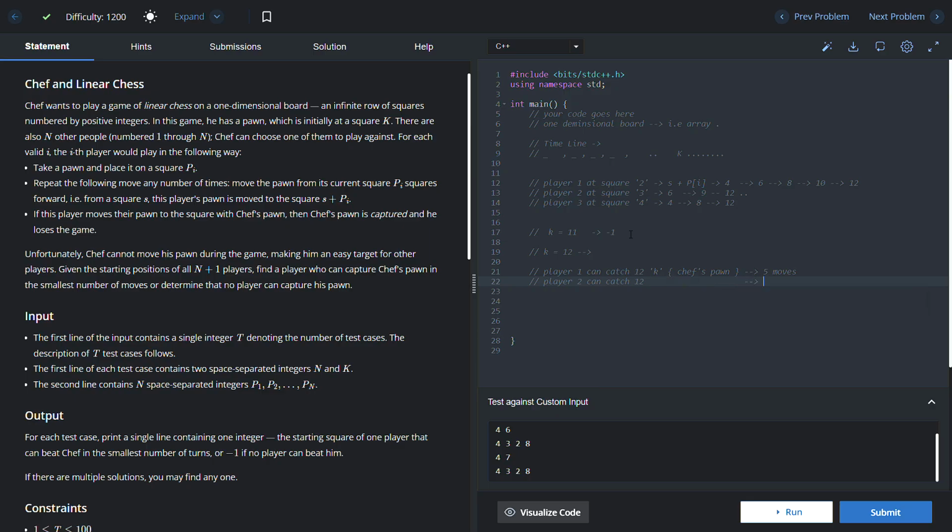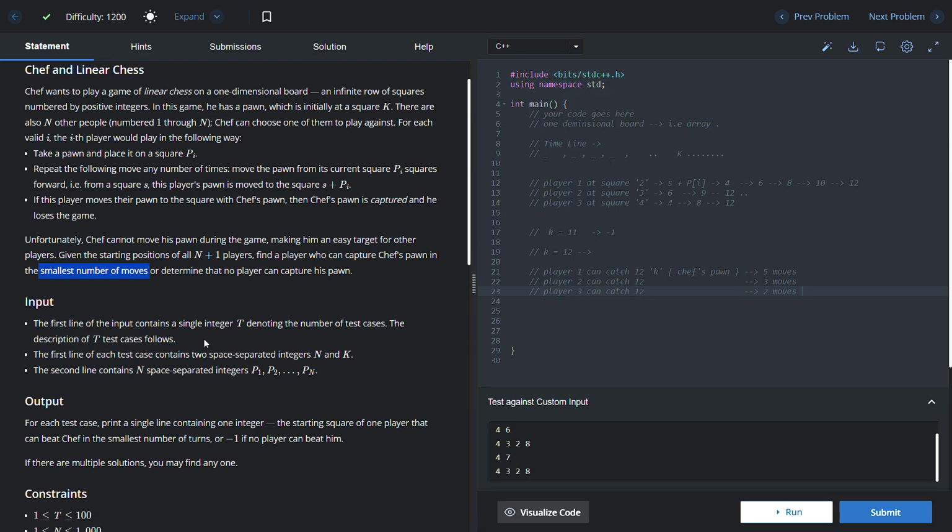That is 1, 2, 3. That is 3 moves. And then player 3 can catch 12 in how many moves? That is 1 and 2. That is 2 moves. So we need to return what? The smallest number of moves.